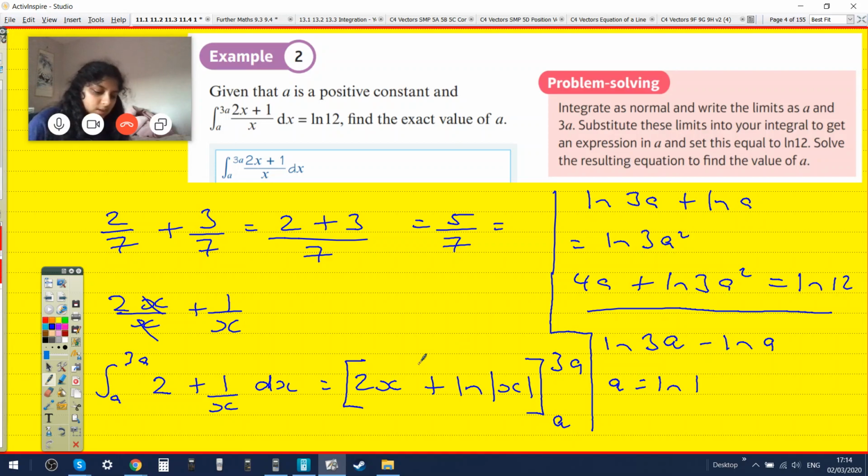So did you get, what was it, 6a? 4a plus ln 3 equals ln 12. So 4a plus ln 3 is equal to ln 12. And what was next? I did ln 12 minus ln 3 divided by 4. And so, what was ln 12 minus ln 3? Wouldn't that just be ln 4? Yeah, so 4a is ln 4 and a is ln 1.